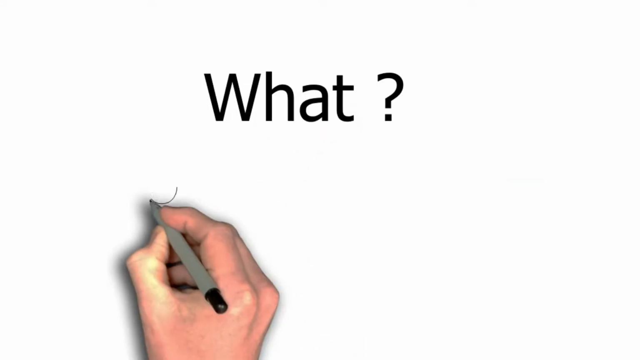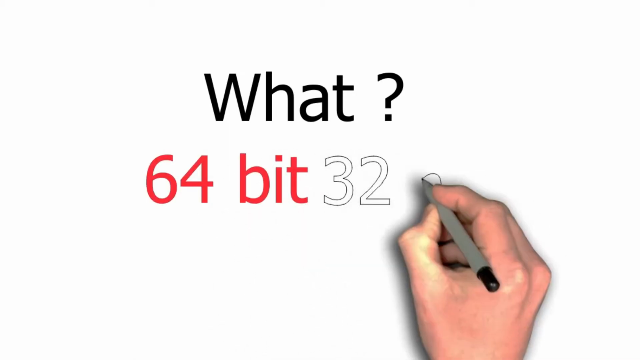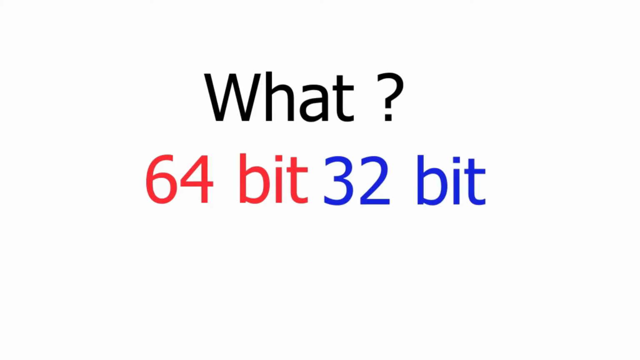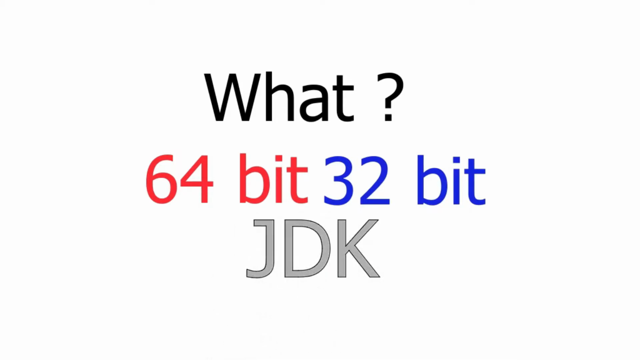So what is this video going to be about? Well, first of all, we're going to be looking at if our Windows system is a 64-bit system or 32-bit system. And according to this information, we're going to download the correct JDK. I'm looking forward to seeing you in the video.